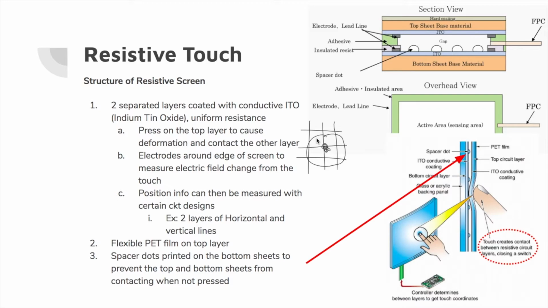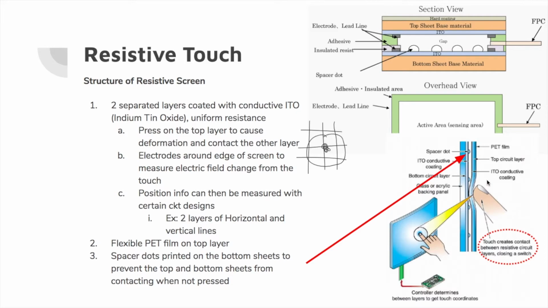And so you'll have this area where it will create a uniform electric field around this position so that you're able to tell what position you basically touched. And a few other structures of the resistive touch on the screen.